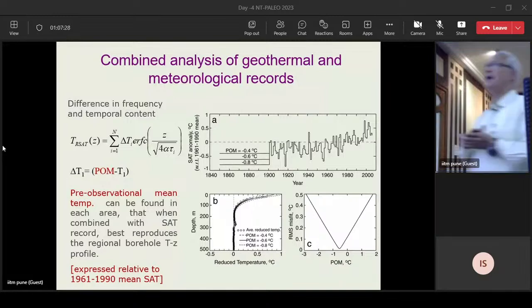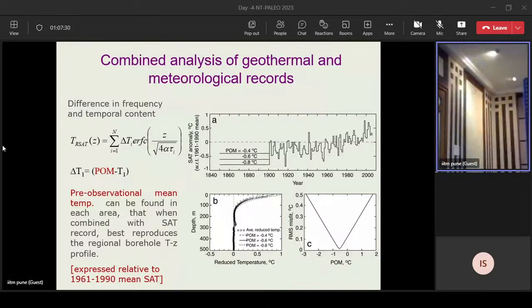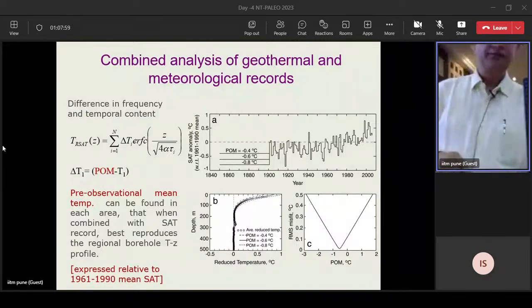And then you can use many other parameterization schemes. Mathematically, you can do a lot. Instead of one single average temperature extending back 300 years or 200 years, you can use different parameterization schemes and get somewhat more information for the pre-observational period. I will not go into that, but I'll show you some curves.